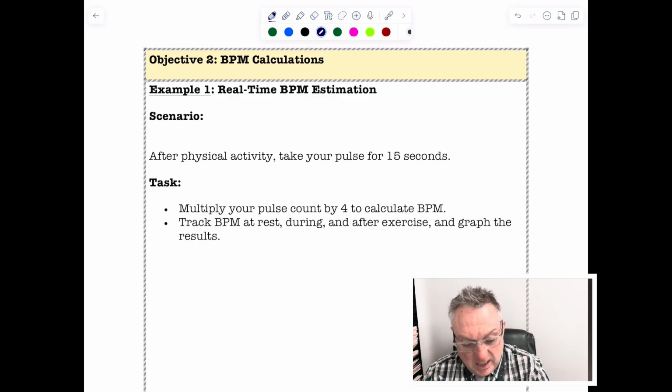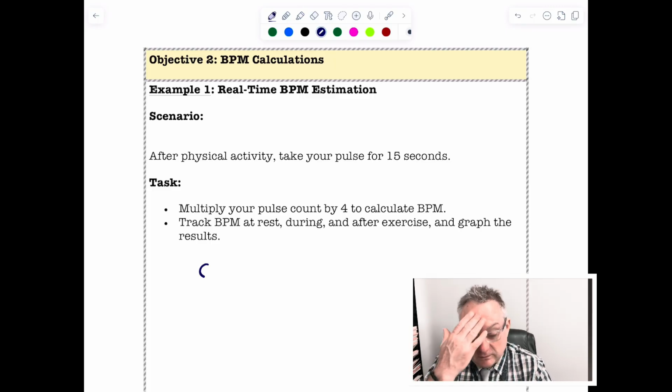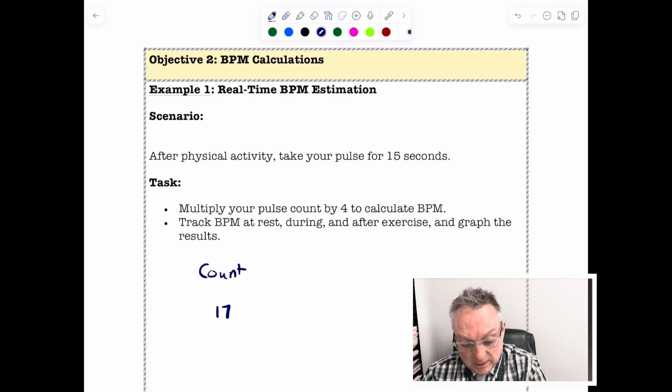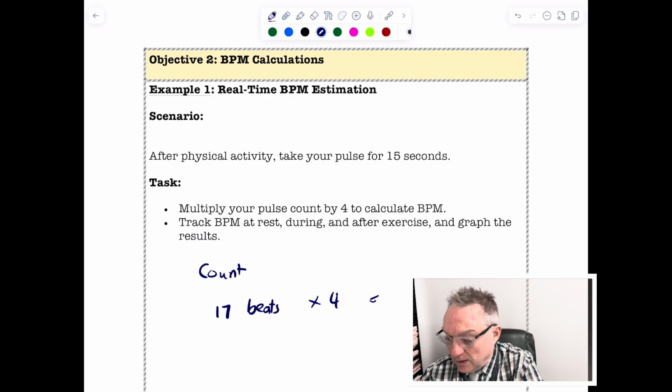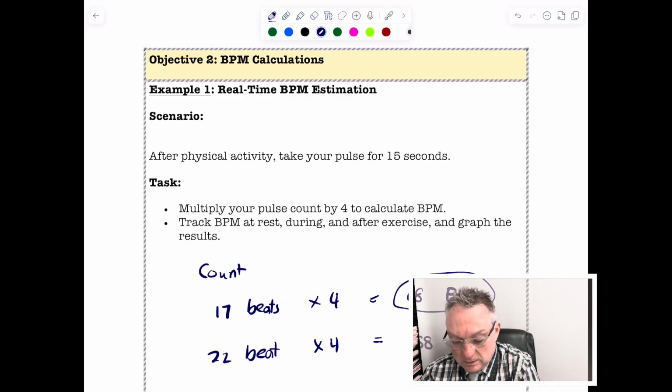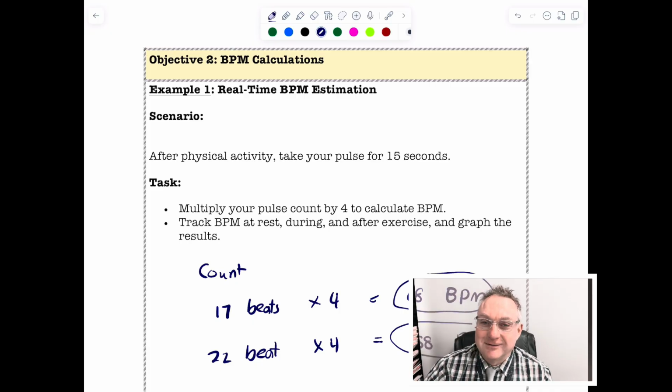So let's say I count 17 beats in 15 seconds. I just go times 4 and that gives me a pulse rate of 68 beats per minute. Let's say I count 22 beats. Then I go times 4 and that gives me a pulse rate of 80 beats per minute and so forth. So that's how you do that.